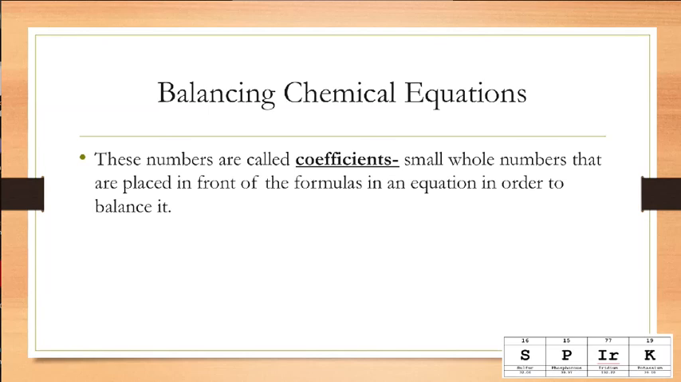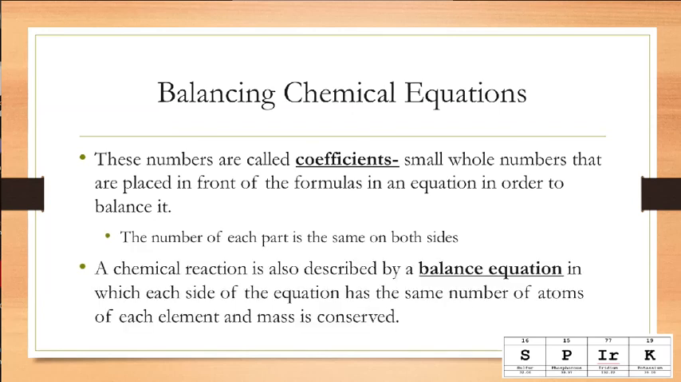So these numbers are called coefficients, and they're small whole numbers that are placed in front of the formulas in an equation in order to balance it out. The number of each part is the same on both sides after we balance an equation. A chemical reaction is also described by a balanced equation in which each side of the equation has the same number of atoms of each element and the mass is conserved.